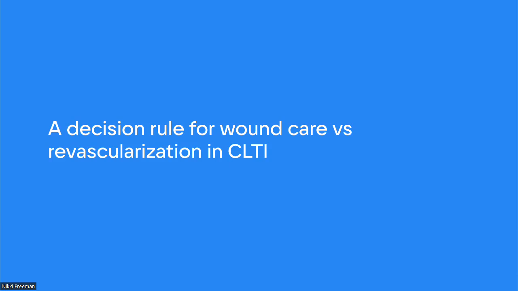So either bypass or through some kind of endovascular procedure. And so that's what we're looking at. And one thing that's interesting about this wound care versus revascularization type procedure is, and this is what Kate and I were thinking about and working on when we were working on this analysis, was for wound care, the way it works for these patients is they have to show up at the wound care clinic.